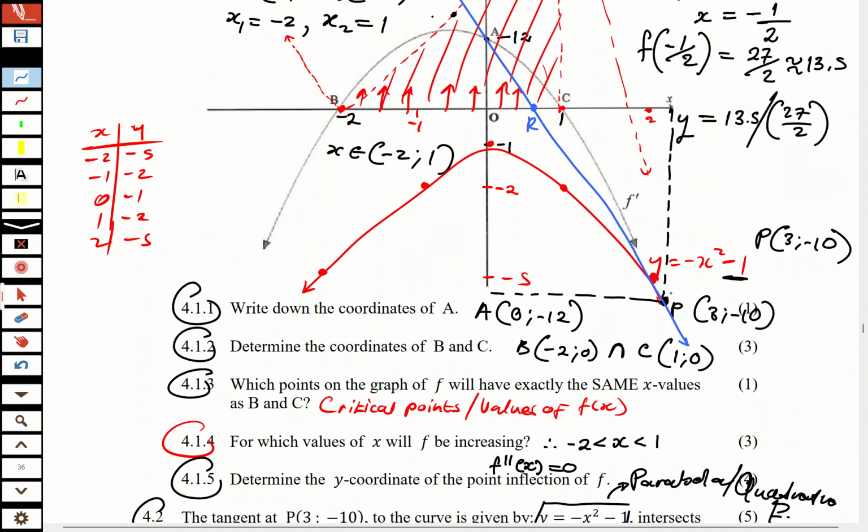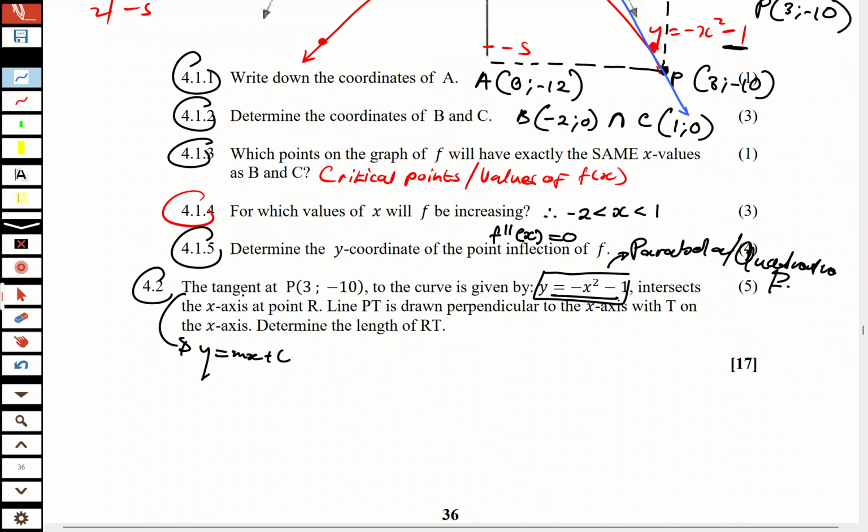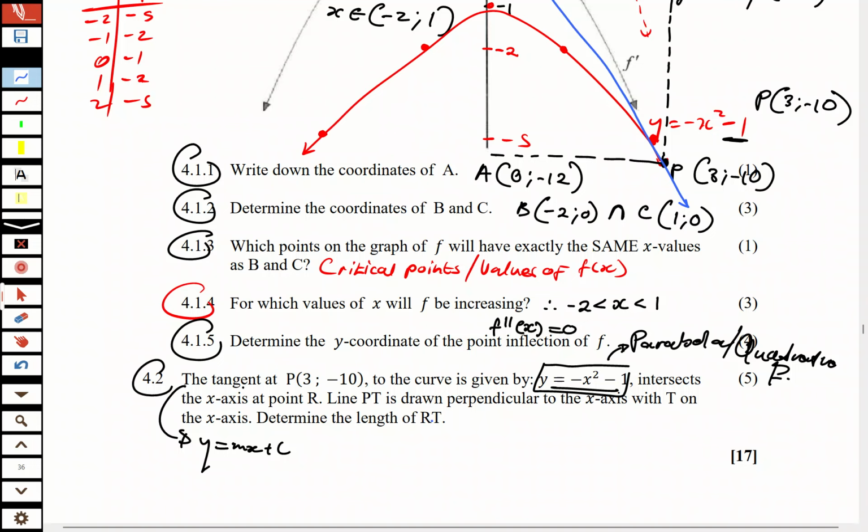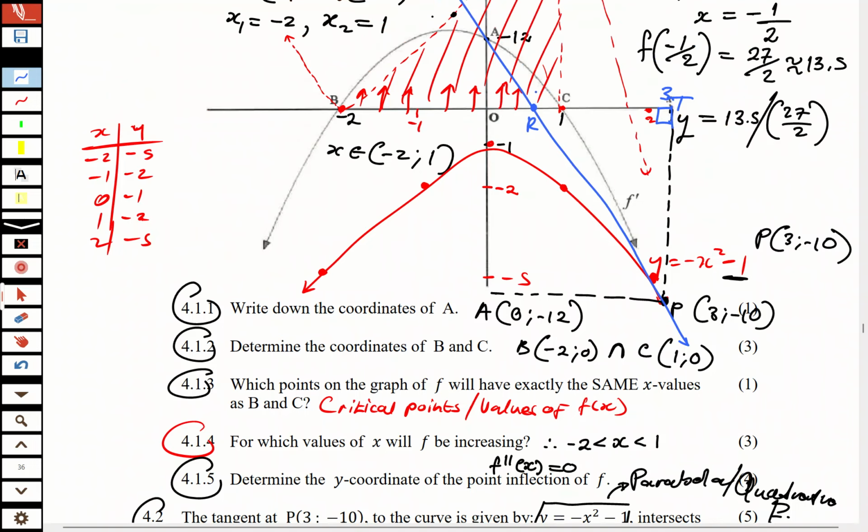They told us that it intersects the x-axis at R, and then line PT is drawn perpendicular to the x-axis. So from P to T, this is T, so that it is perpendicular to the x-axis. So this is 3. Also, the x value of T will be 3, since PT is just a perpendicular line. Now, with T on the x-axis, determine the length of RT. We need this length R to T. Even if we know what is 3 there, what about this point R?